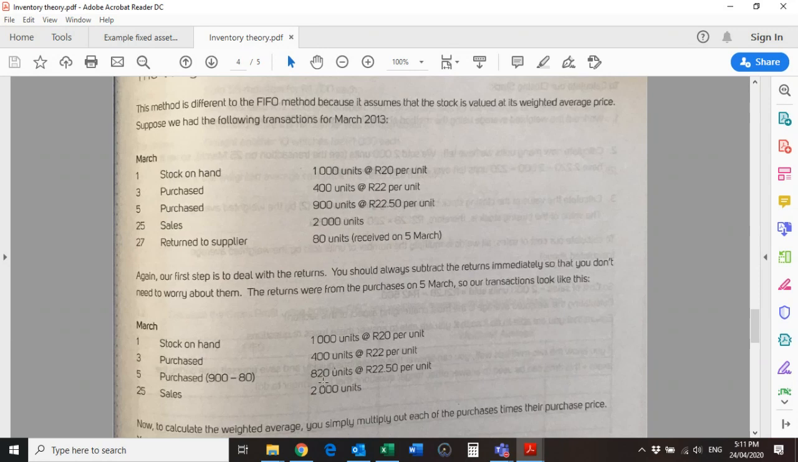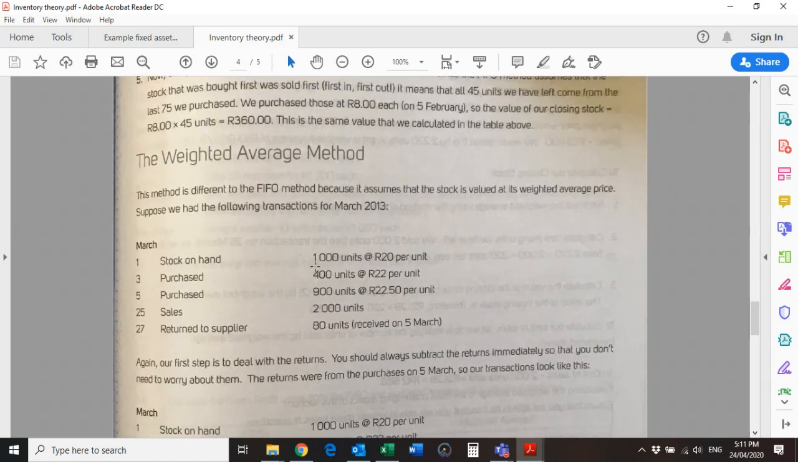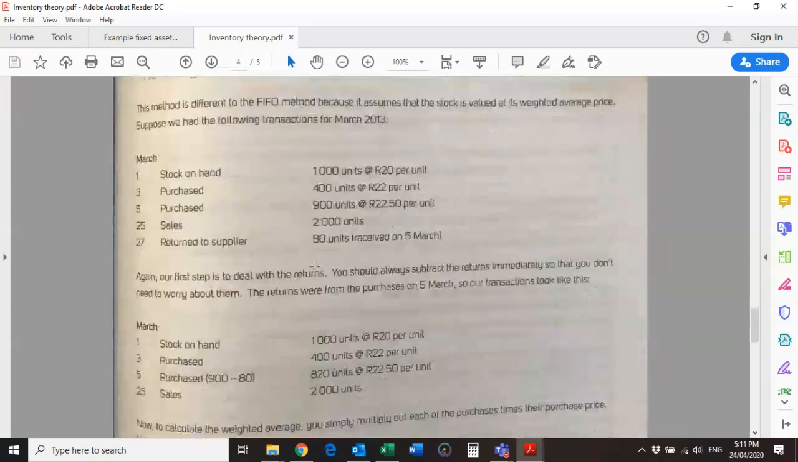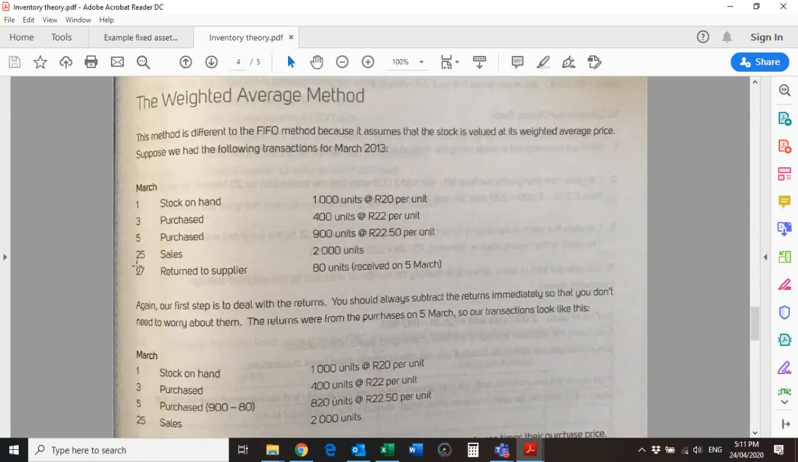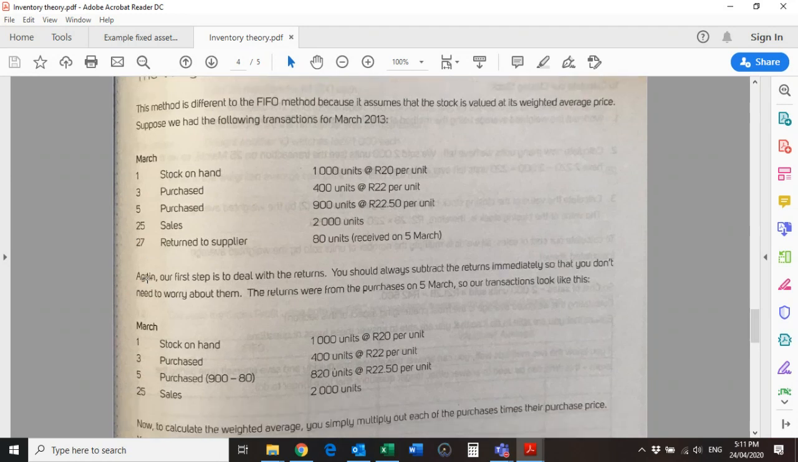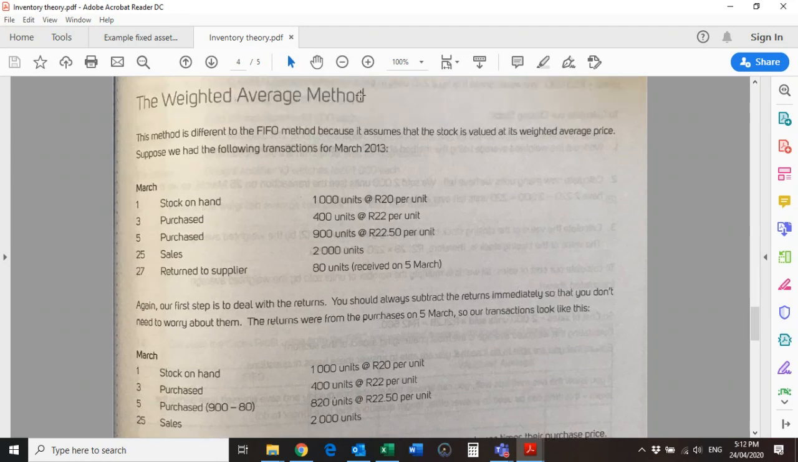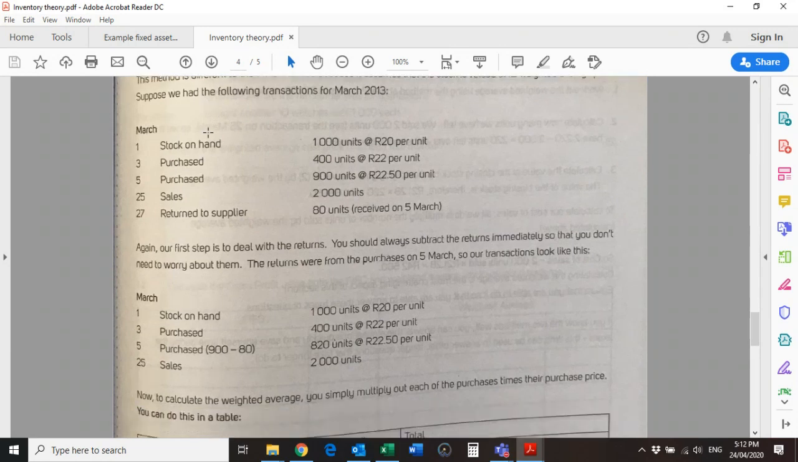So I have 820 units. Okay, that is what I'm going to take into account. Can you see? But I'm going to immediately do it and you'll see now why. I'm going to take it into account on the 5th and not on the 27th when I actually returned the units. Okay, so let me repeat that. With the weighted average method, I do not take the units I return to my supplier into account on the 27th. I'm taking it into account directly on the 5th.